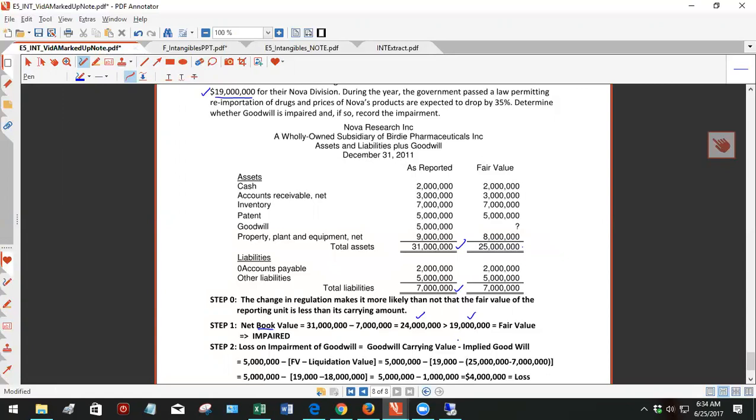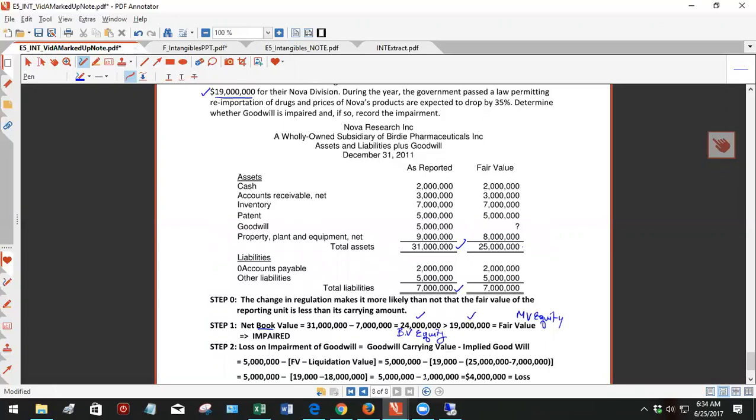So your accounting is saying your book value of equity is 24 million, but the market is saying that you could only sell the company for $19 million. So the market value of equity, MVE, is only 19 million. And this is the book value of equity, and it's overstated. You don't want to overstate the equity. So it's impaired. All right.